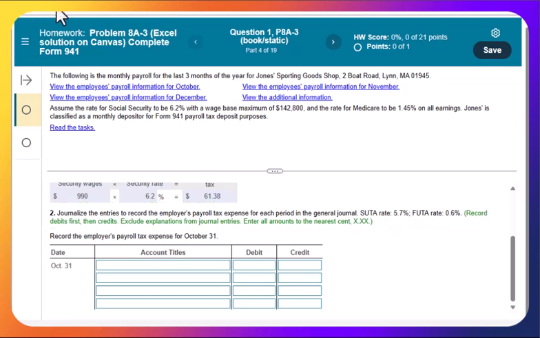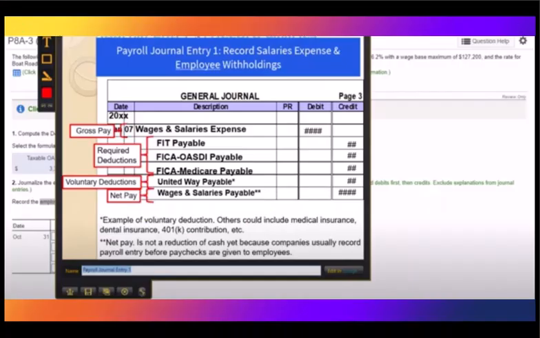All right, so we're going to record the employer's payroll tax expense for October 31st. Remember, for this part here, it's employer, not employee. So let's quickly review the journal entries when recording payroll. So here's a screenshot of one of the PowerPoint slides. Notice this is journal entry 1. So a payroll journal entry 1 in which we're recording the salaries expense and the employee withholdings.